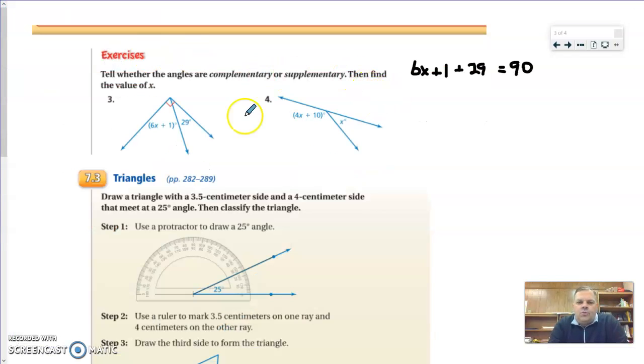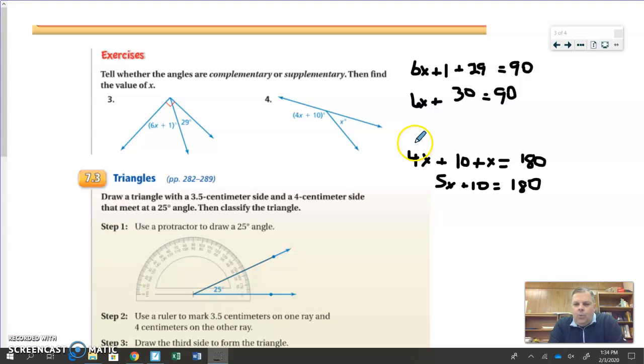The way I set up the first one is 6x plus 1 plus 29 equals 90. This gives me 30 when I combine the 1 and the 29, so I have 6x plus 30 equals 90. In order to solve this, I subtract the 30 from both sides, which will give me 6x equals 60. Divide by 6 on both sides, so in this case, x equals 10.